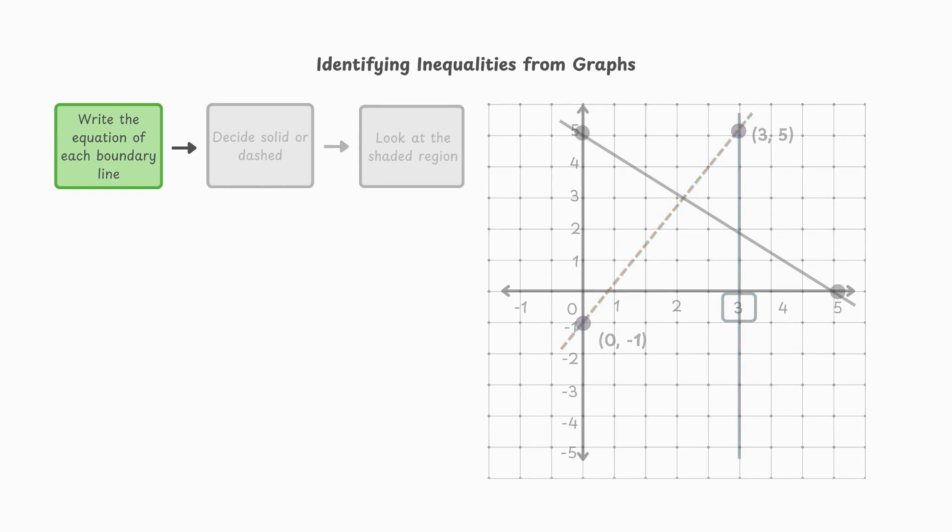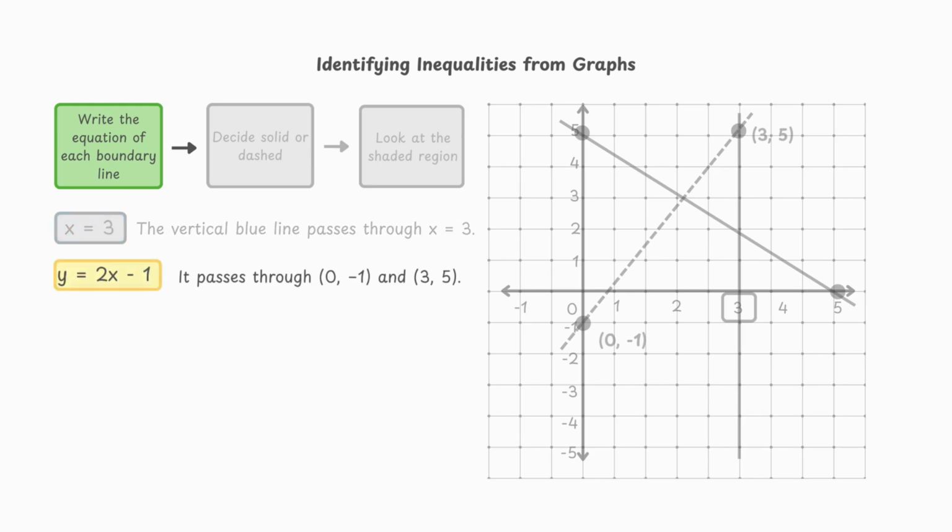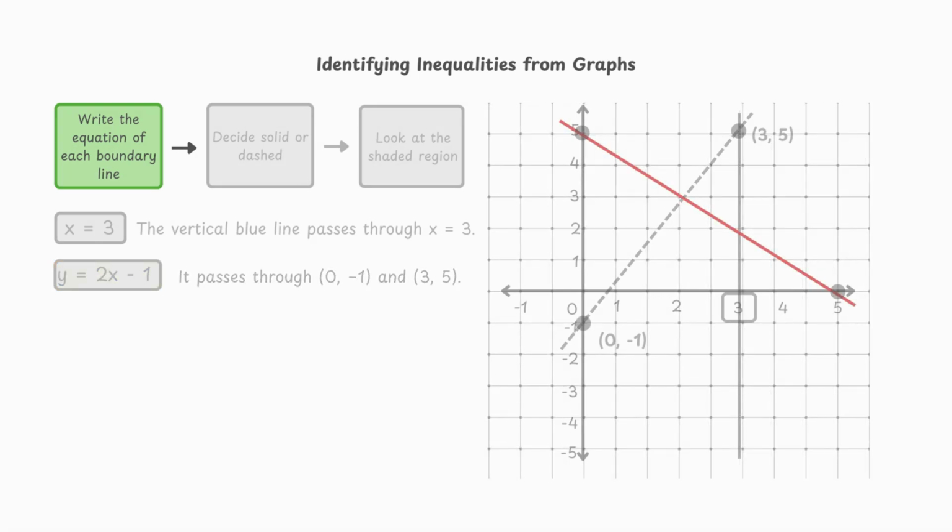Now let's continue, focusing on the final boundary line. So far, we already have 2 equations. The vertical line is x equals 3, and the dashed diagonal line is y equals 2x minus 1. Now we turn our attention to the red line. Look closely at the graph. We can see that this line passes through 2 clear points, (0, 5) and (5, 0). These points are very useful because they lie exactly on the line, which allows us to calculate the gradient accurately.